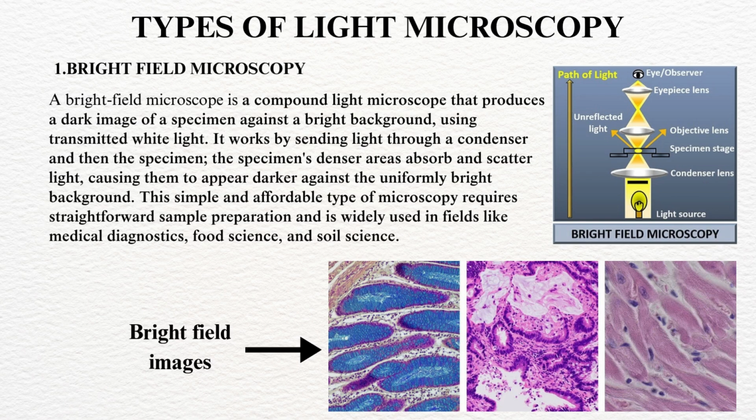There are some types of light microscopy. First we have bright field microscopy. A bright field microscope is a compound light microscope and it produces a dark image of the specimen against a bright background. It uses transmitted white light, sending light through a condenser and then the specimen. The specimen's denser areas absorb and scatter the light, causing them to appear darker against the uniformly bright background.